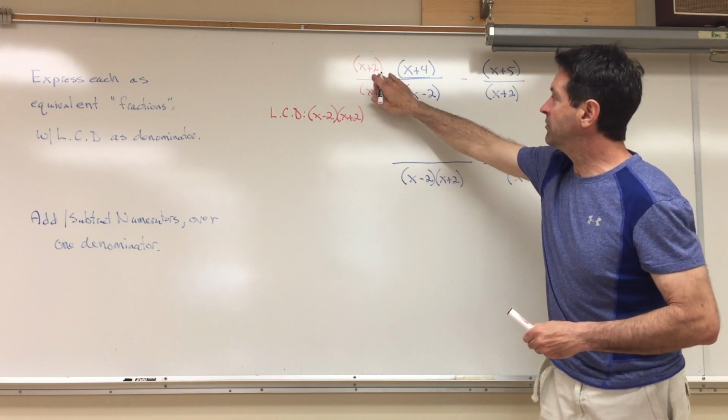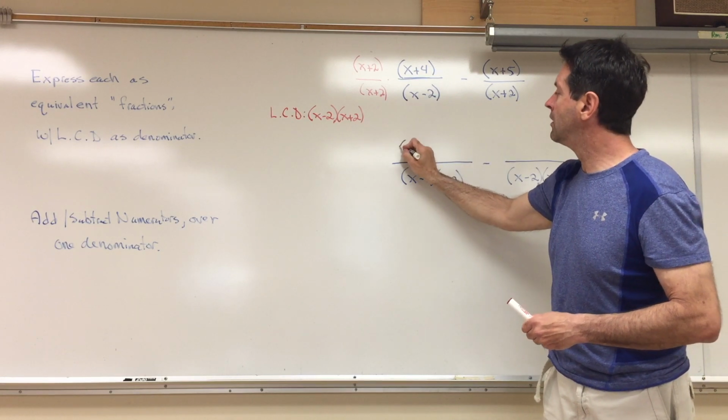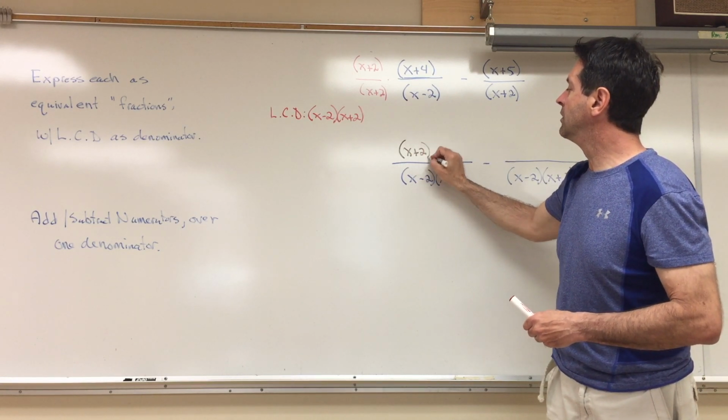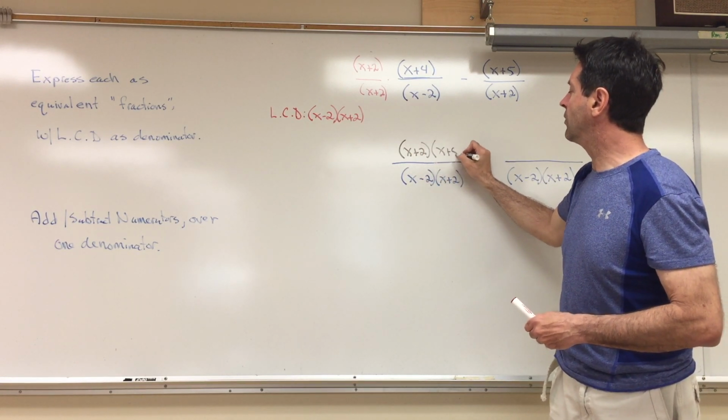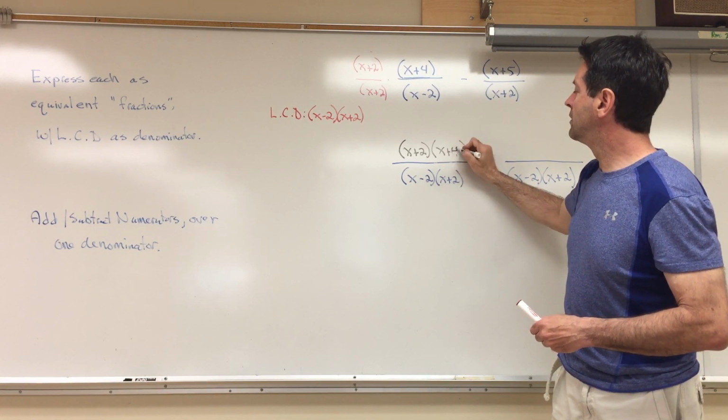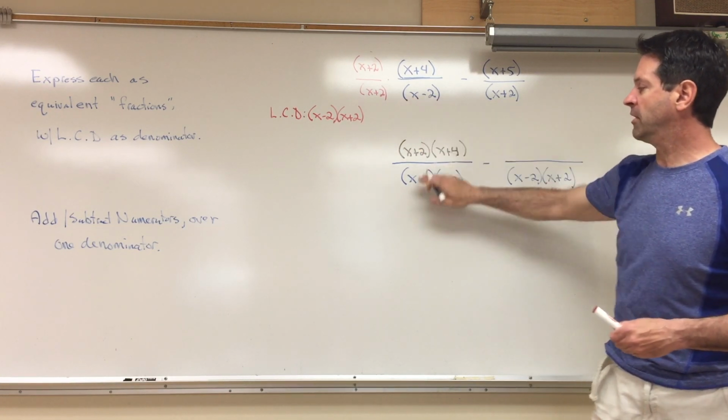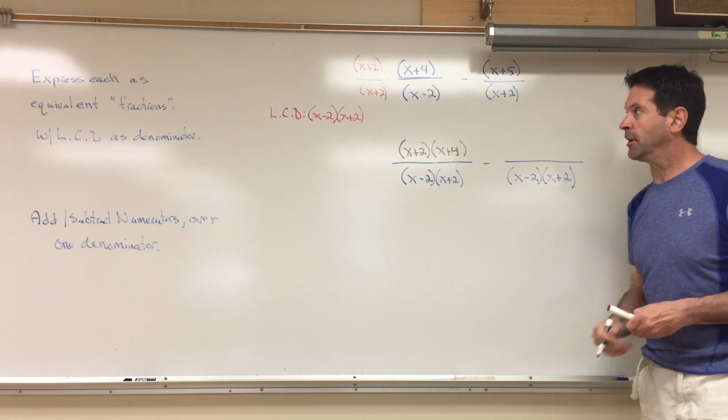We'll have x plus 2 times x plus 4 over x plus 2 times x minus 2. We have it down here, our lowest common denominator.